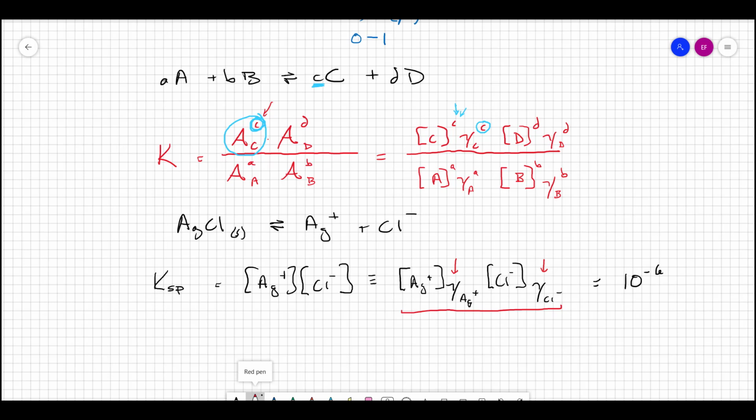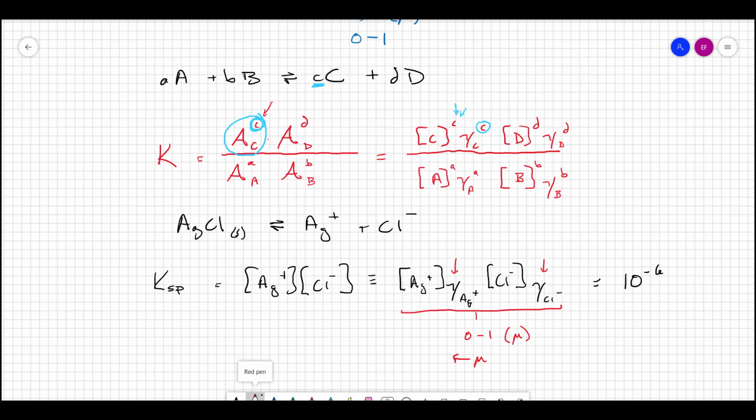And remember that this gamma value can take on any value from 0 to 1 as a function of the ionic strength. And so as ionic strength gets bigger, then the gamma value, your activity coefficient, gets smaller. So what does that mean in terms of, say, the solubility? What are the real-world implications here?